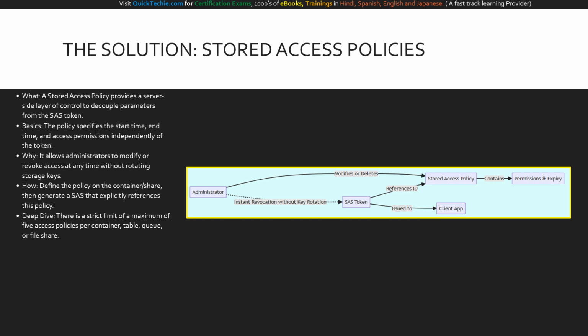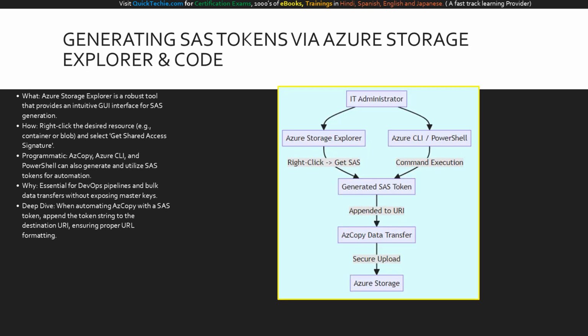This diagram illustrates the elegant architecture of a stored access policy. The SAS token issued to the client app no longer contains hard-coded rules. Instead, it simply references the ID of the stored access policy. The administrator controls the policy containing the permissions. If a threat is detected, the admin deletes the policy, achieving instant revocation of the token without ever rotating the underlying storage keys. Beyond the portal, how else do we manage and generate SAS tokens?